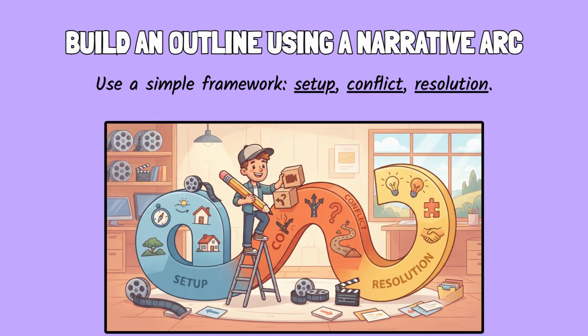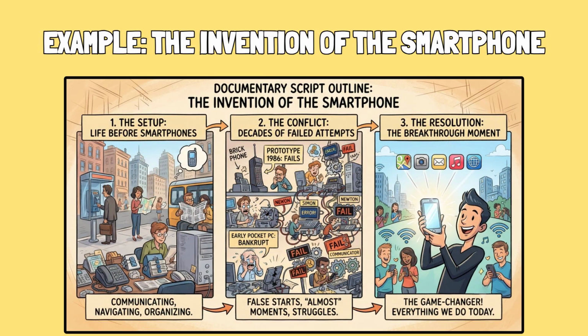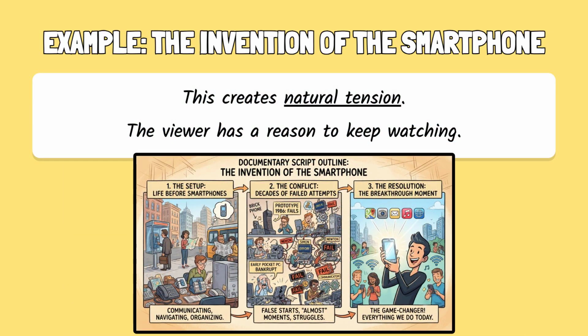Here's an example. Let's say you're writing about the invention of the smartphone. Your outline might look like this. First, the setup, the world before smartphones, how people communicated, navigated, organized their lives. Then the conflict, the decades of failed attempts to create a handheld device that actually worked. The false starts, the bankrupt companies, the almost moments, and finally, the resolution, the breakthrough moment, and how it changed everything we do today. See how that creates natural tension. Your viewer now has a reason to keep watching. They want to see how the story resolves.